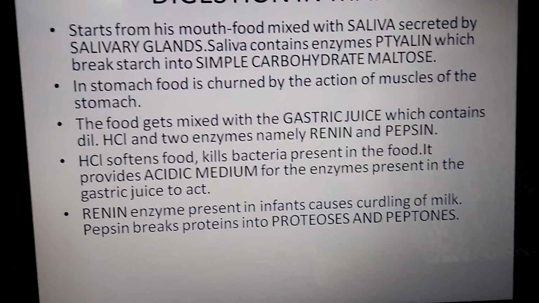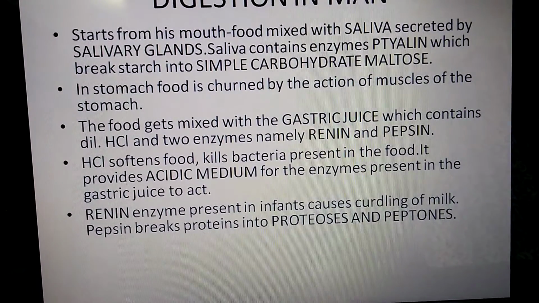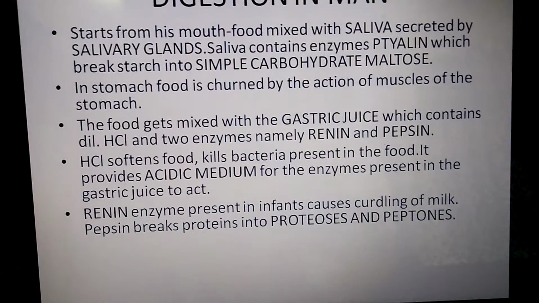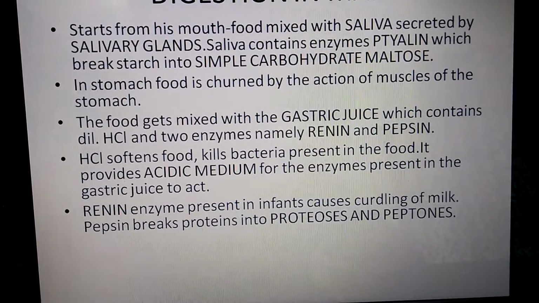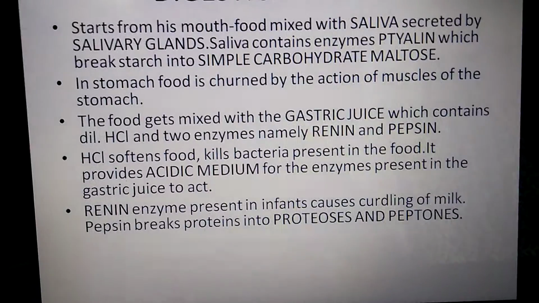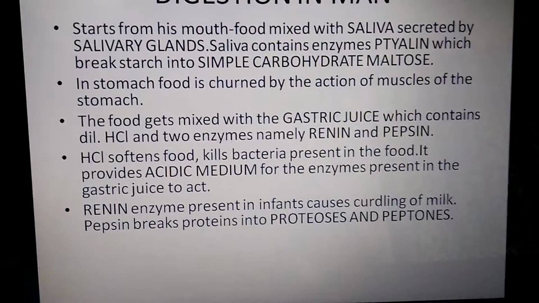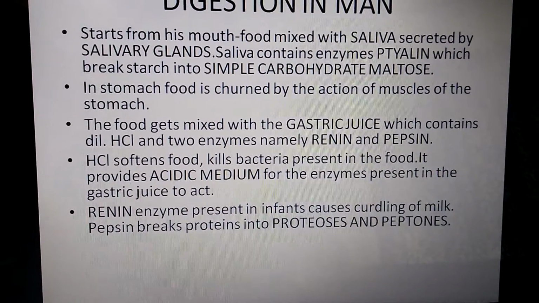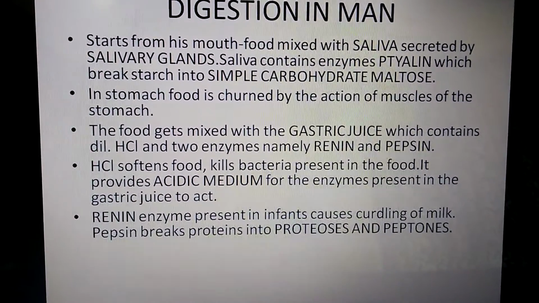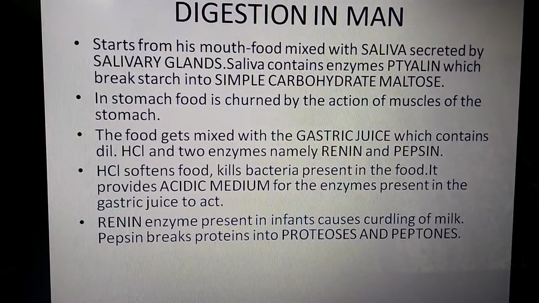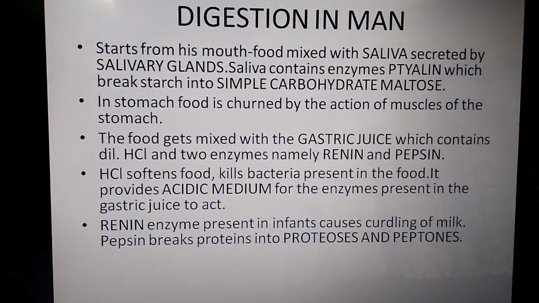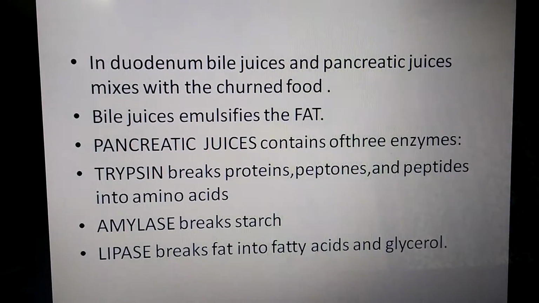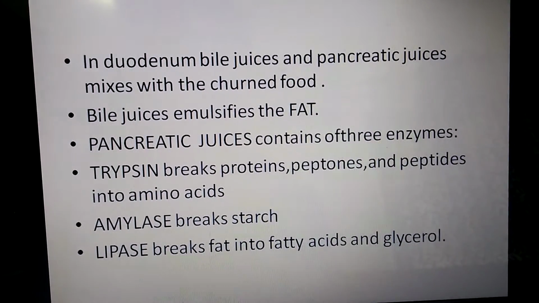HCl does what? It softens the food, kills bacteria present in food, and provides an acidic medium for these enzymes to act. Renin enzyme is present in infants, which causes curdling of milk. Renin is helpful in the digestion of milk. And what does pepsin do? Pepsin digests protein into proteoses and peptones. So this is the function of renin and pepsin.